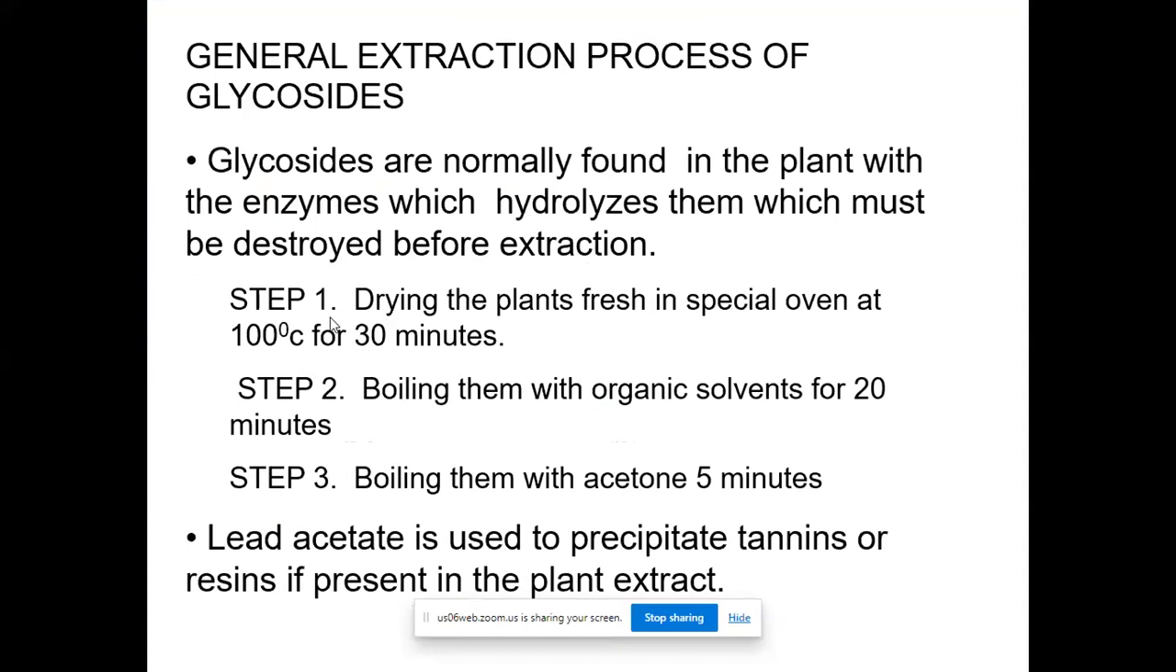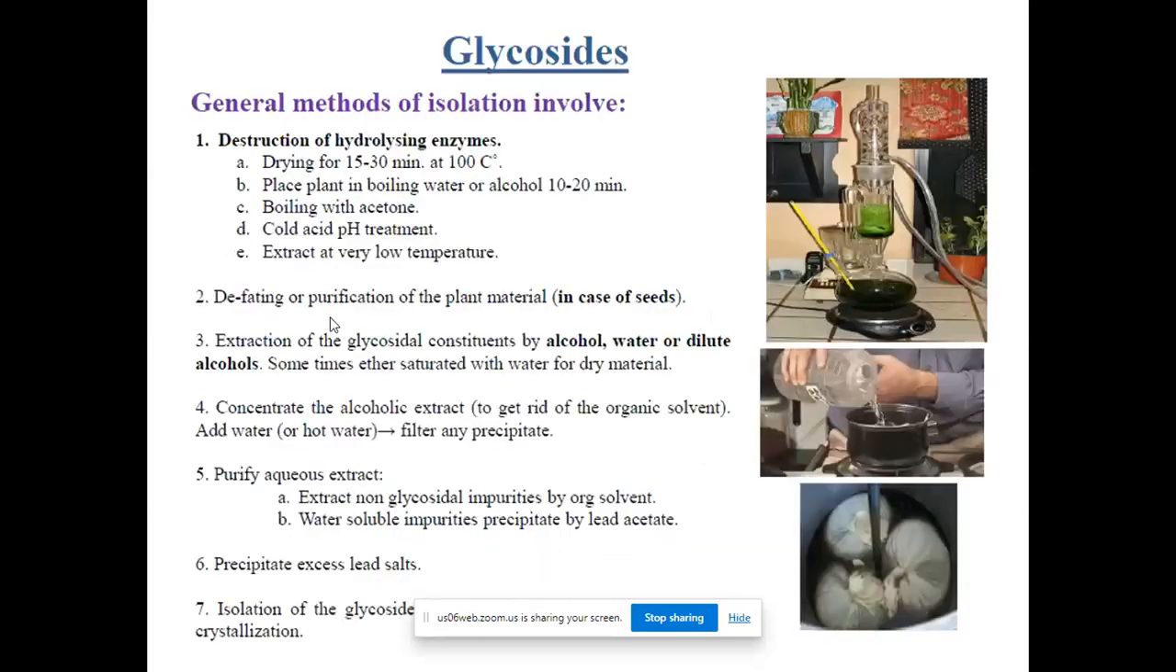So the general extraction process: you take the plant, you dry it for a few minutes to prevent the hydrolysis process from taking place. You can boil them with organic solvents and boil them with acetone. This is basically a method of isolating the glycosides.